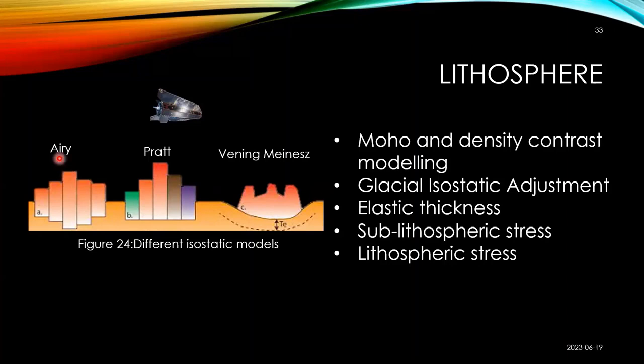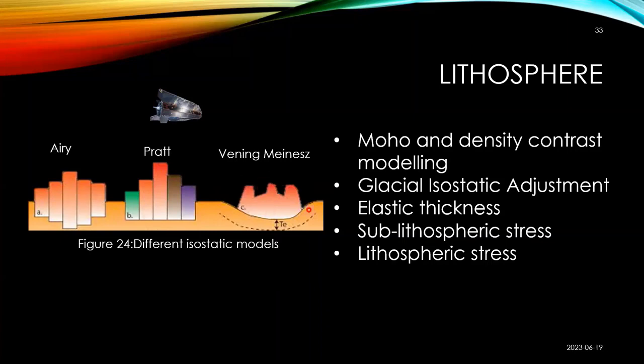Airy was a person who assumed that these mountains are like columns, and the one which is taller or larger goes through the mantle more. Pratt said that no, they are not the same. They do not have constant density. They have different densities, but they all go through the mantle to the same level.